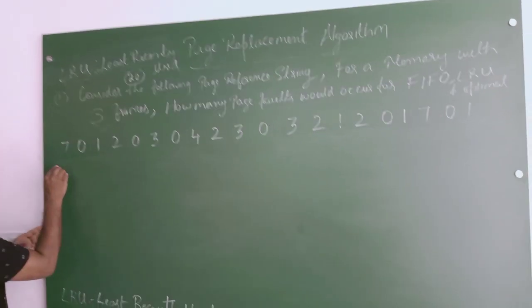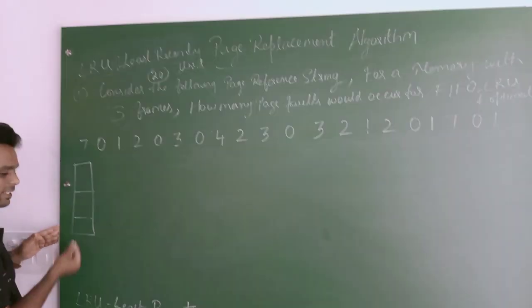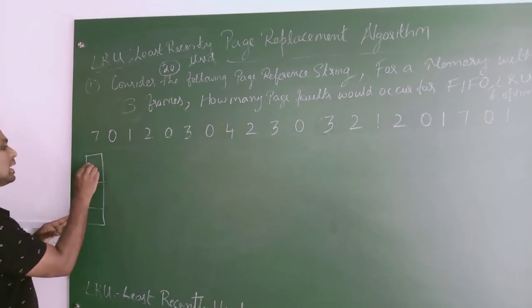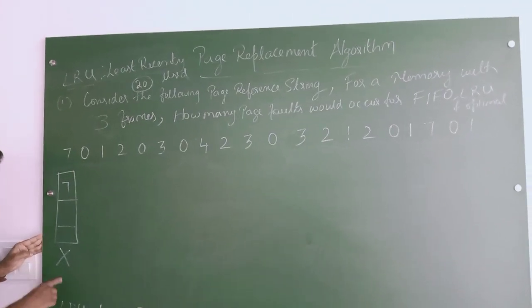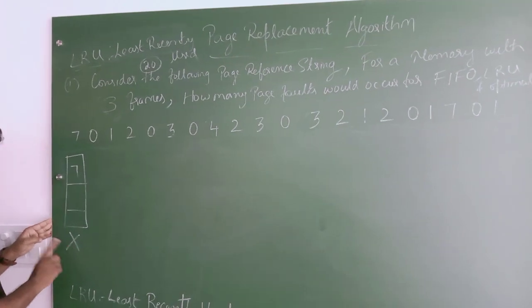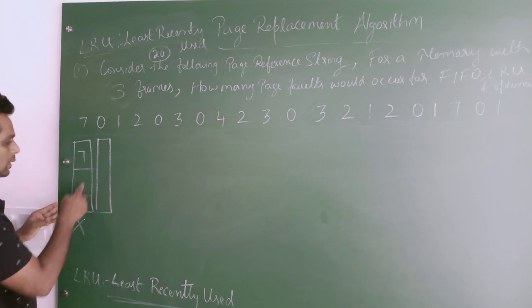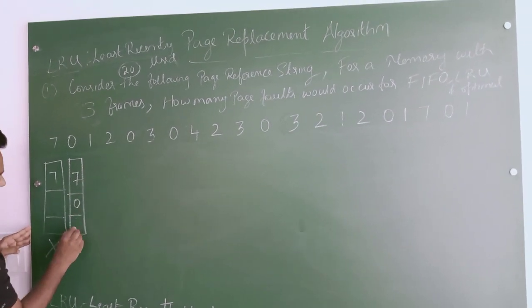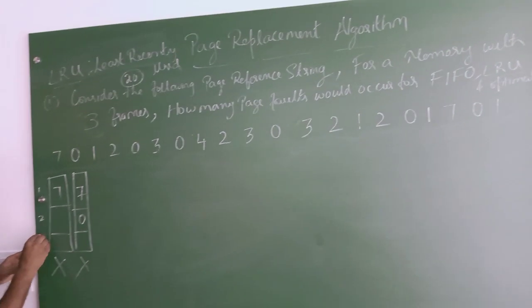The page frame count is how much here? 3. Initially it is empty. First, page 7 is not in memory. Insert that. Whenever you insert the page into your memory, that is a page fault, or you can say a page miss. Okay, next 0, not in memory. Insert that page. Again, that is called a page fault. So this is your frame number 1, 2, 3.